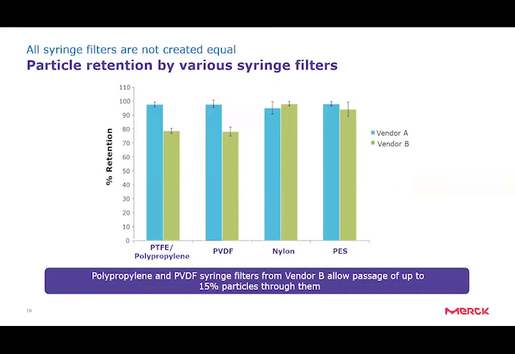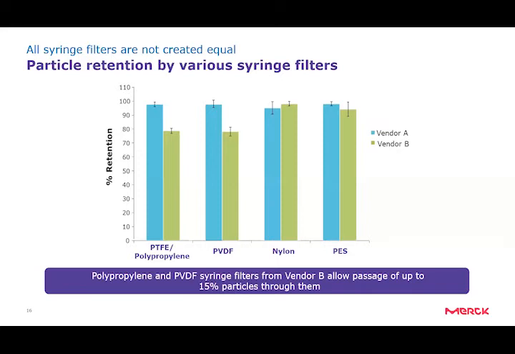Why is the pore size and pore distribution critical? Because particle retention by various syringe filters or membranes is dependent on the pore size and pore size distribution. In this example, we tested syringe filters from two different manufacturers and allowed filtration of a 0.3 micron latex bead suspension through a 0.2 micron membrane filter. A 0.2 micron membrane filter should retain quantitatively all the particles that were present in a 0.3 micron latex suspension.